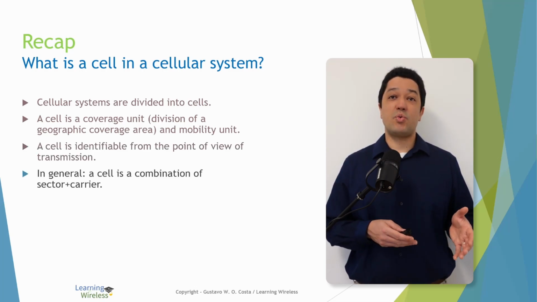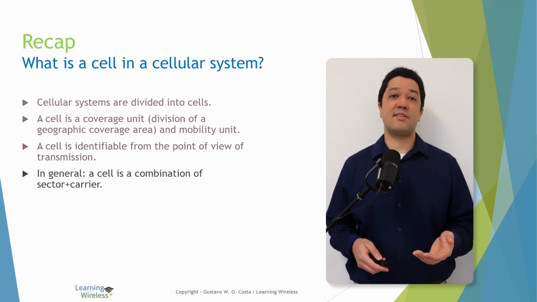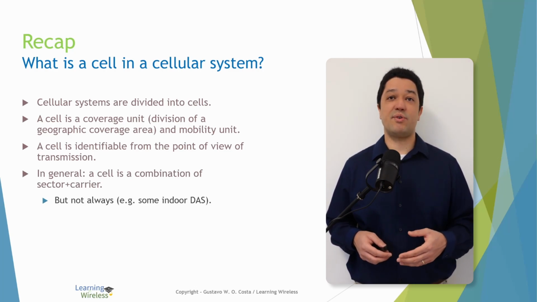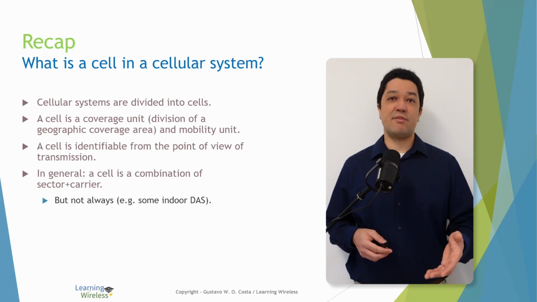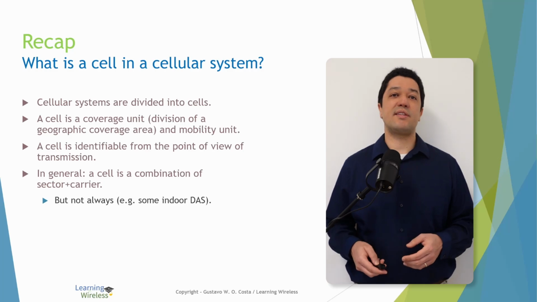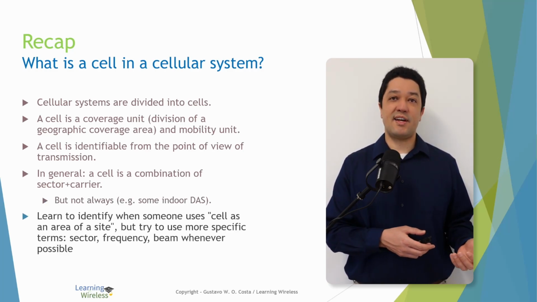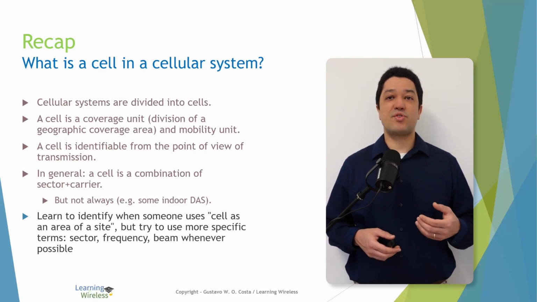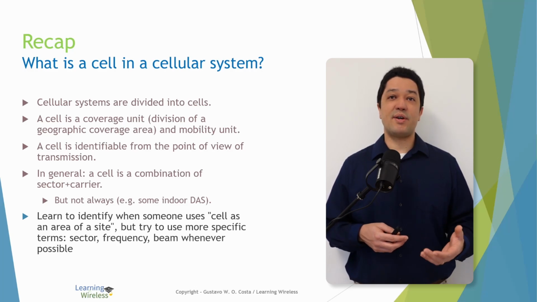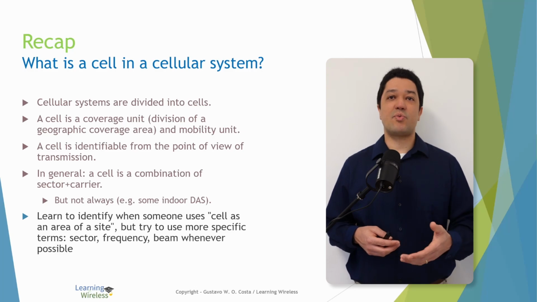In general, such identifiers would be assigned for a combination of sector and carrier, but that's not always the case. As a counterexample, there are some DAS systems which work completely at the signal processing level, and throughout the whole coverage, even from multiple points of transmission, we would be talking about a single cell with a single physical layer identifier. I would suggest that you learn when people are talking about a cell as the coverage area of a site, but try to be more specific. If we use terms like sector and frequencies, then we can avoid certain confusions caused by the different ways that people talk about cells and the different ways that you can deploy them.